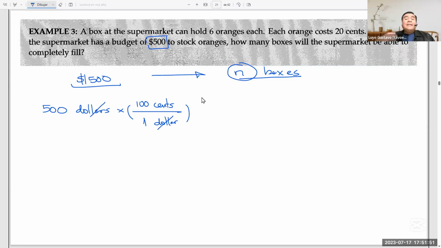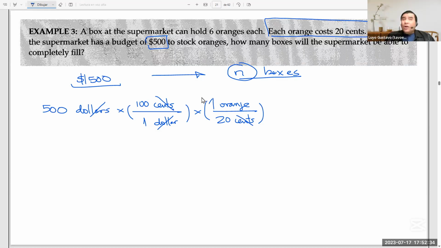Now, once I have the money in cents, I can convert this money in cents to the real quantity of oranges that can be purchased. How do I achieve that? I use this information to formulate another conversion factor. I can say that one orange costs 20 cents. Why do I place a factor like this and not upside down? Because I want cents to cancel with cents. Notice, cents and cents.